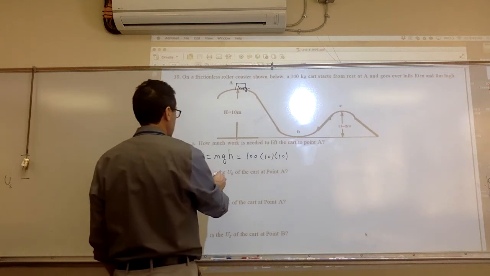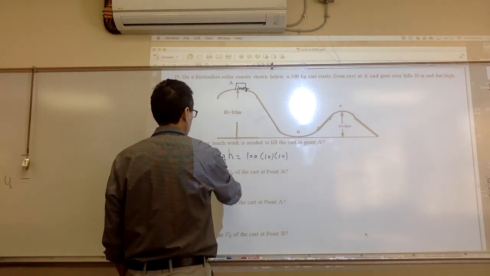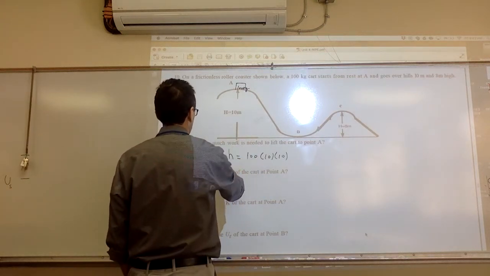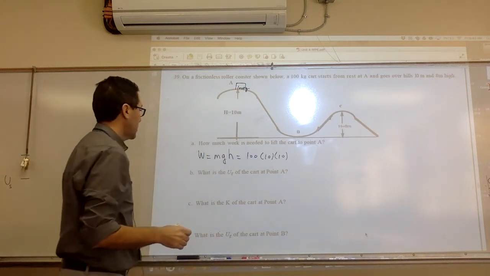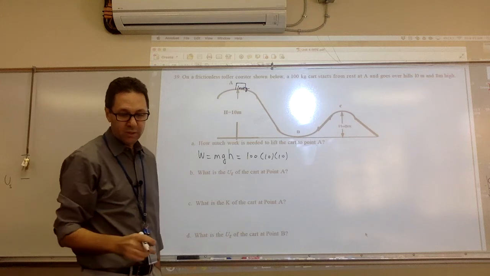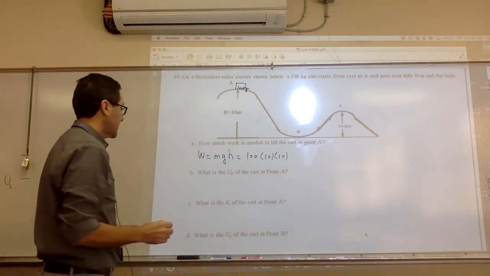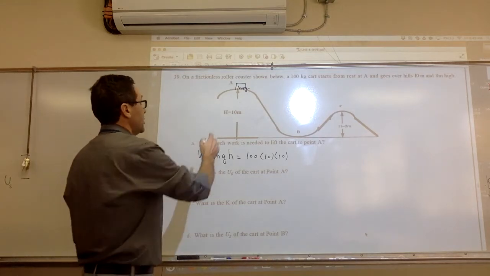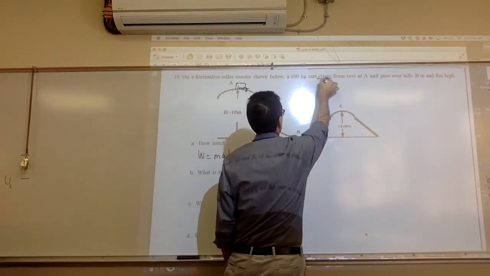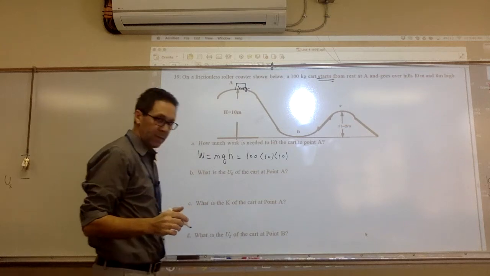What is the UG of the cart at point A? Well, the work that she did to bring it up here now became gravitational potential energy. That should also be 10,000. What's the kinetic energy at point A? Well, the kinetic energy at point A is 0 because you're starting from rest at point A.